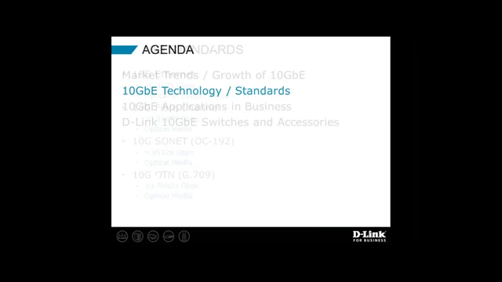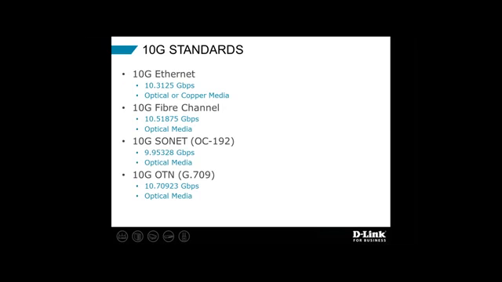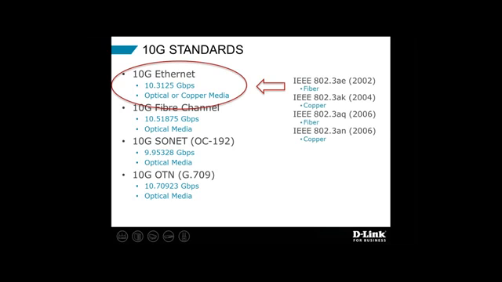We'll review the IEEE standards. And I want to start off by showing a lot of different 10 gig protocols. There's 10 gig Ethernet, of course, but sometimes we hear about 10 gig Fibre Channel, 10 gig SONET, which is also called OC192, and it's widely used still in the telecommunications service provider industry, and also OTN, which is an ITU standard, ITU G.709. What I want to point out today is that we're talking about Ethernet.